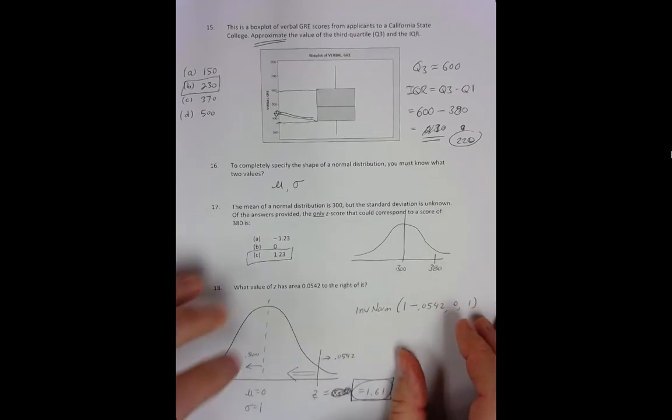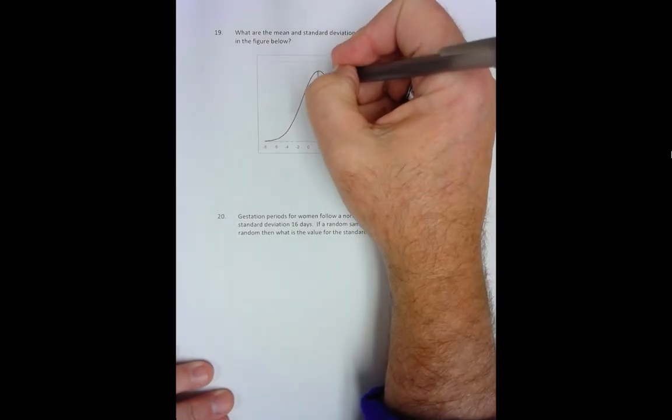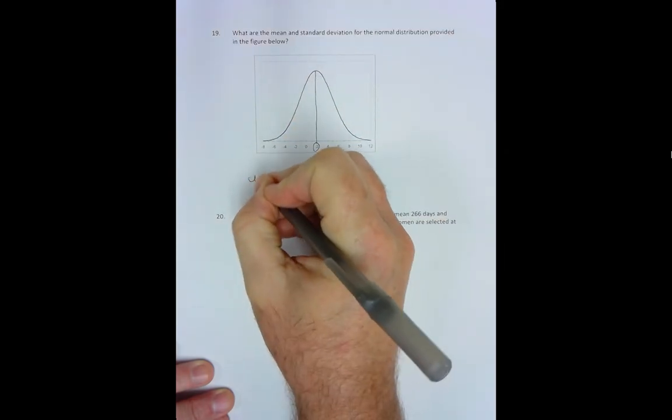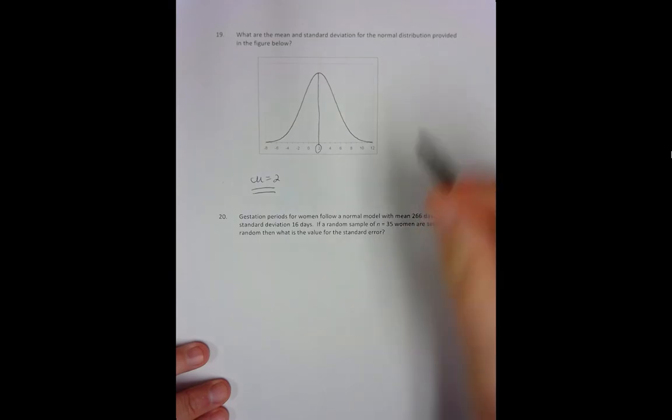All right, guys, last page. I think there are 20 questions. Yeah, there are. Number 19: what are the mean and standard deviation for the normal distribution provided? Well, guys, you should know that the mean is the value that sits right in the middle. So the mean is equal to 2.